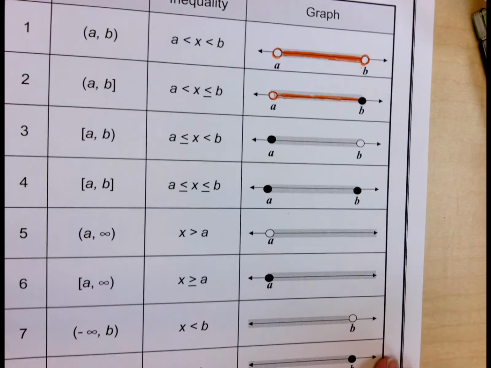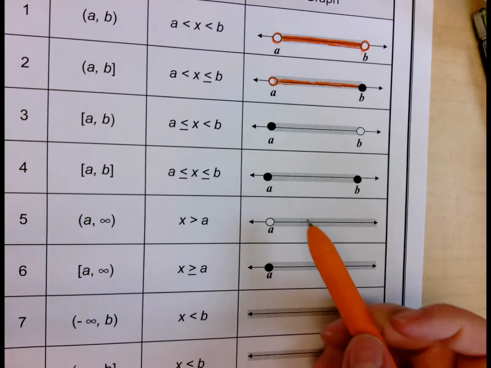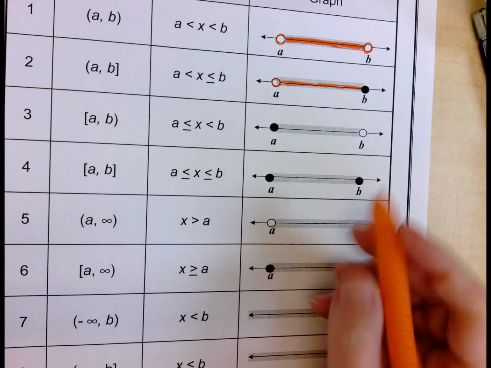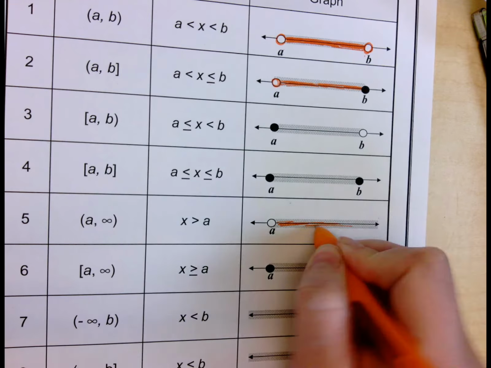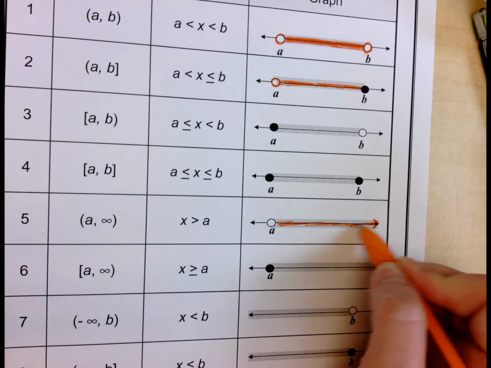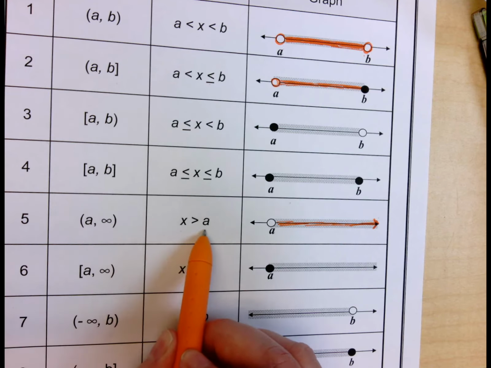All right, so then we start moving into, well, what if I have a starting point but it goes on forever? Okay, well, here's my starting point, A, all right? A is not included, but everything greater than A is, okay? And so what I end up doing here is whatever my data is, it's greater than A, but A is not included.